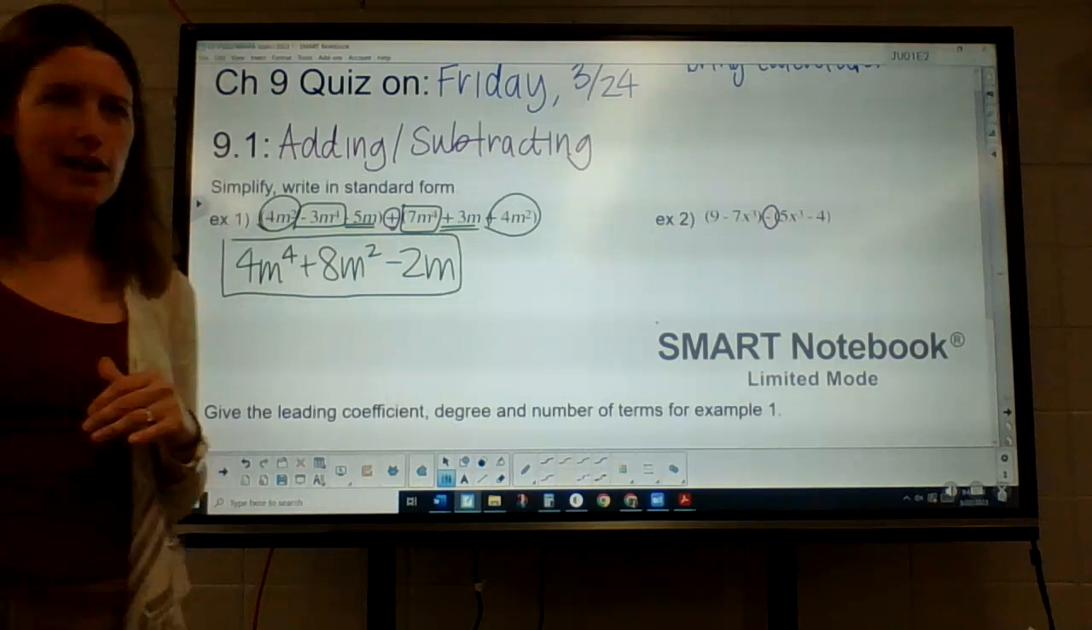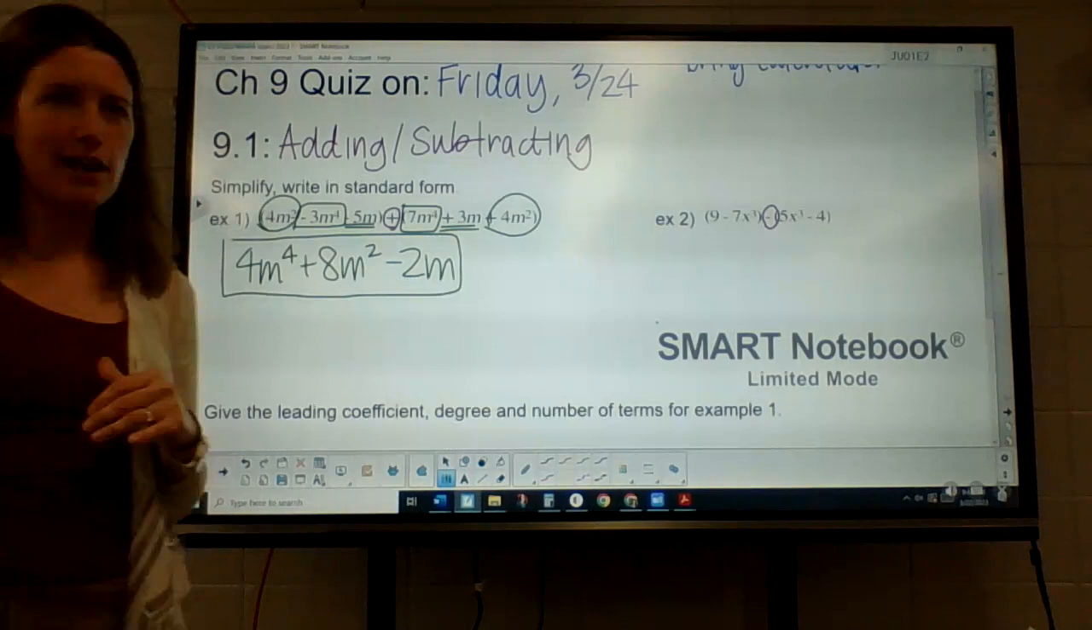Okay? Our next one, though, is asking us to subtract. So be careful in this case. We're distributing in a negative. So I have to distribute in that negative 1 there. So that's going to change those signs. So that's going to become a negative 5x to the third. And then what kind of 4? Positive. Okay?